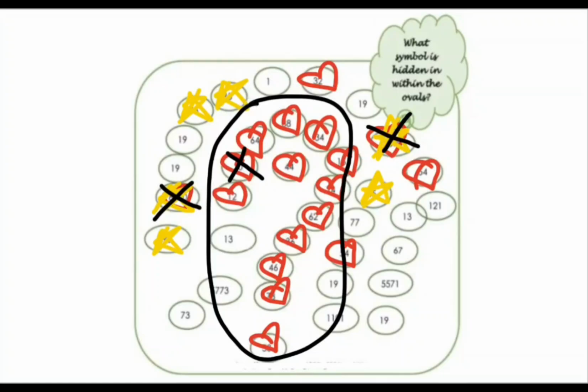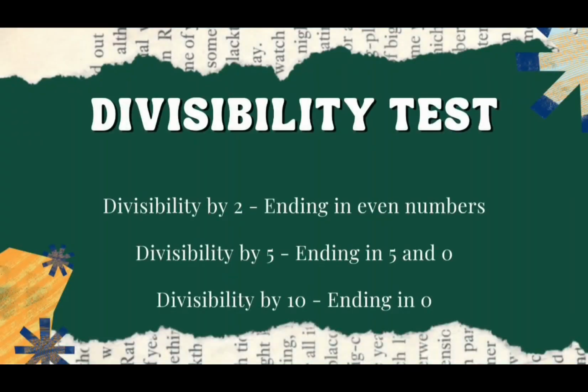So the hidden symbol in this picture is the question mark. Very good. So again, the divisibility by 2 ends with the even numbers, the divisibility by 5 ends with 5 and 0, and divisibility by 10 ends in 0.